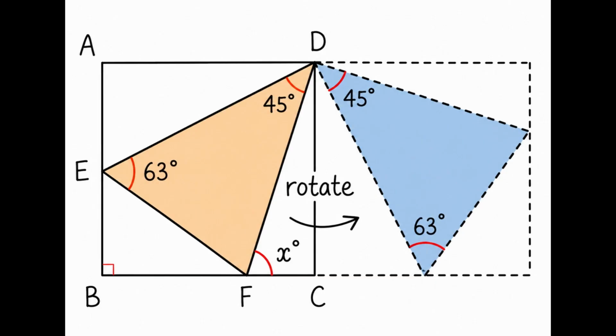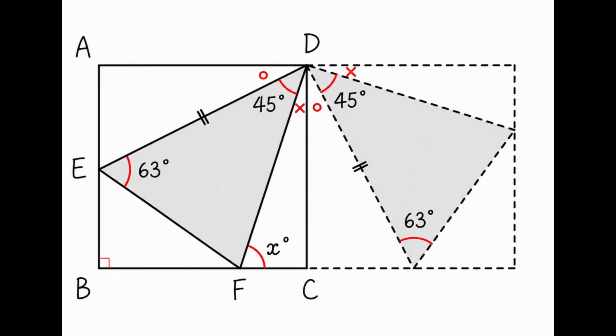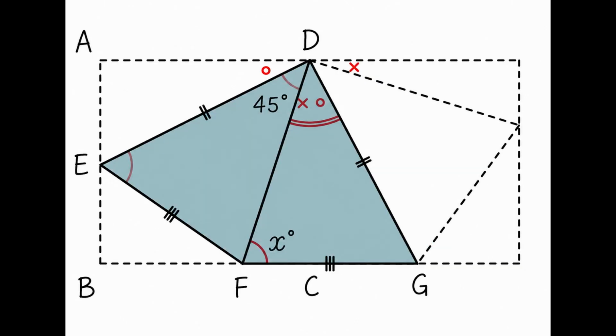Now comes the key idea. Rotate triangle DFE around point D. Rotate it by 90 degrees to the right, as shown in the diagram. After rotation, the triangle keeps its shape and angles, so the 45-degree and 63-degree angles remain unchanged.